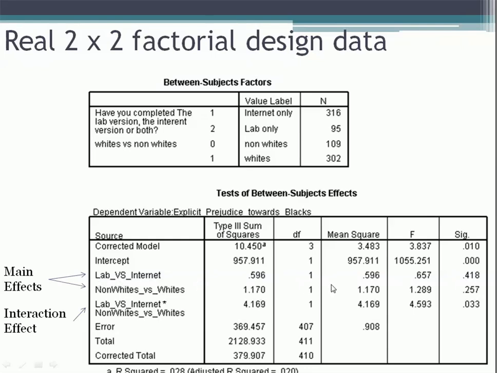So when we look at this, is there a significant main effect for lab versus internet? No, right? 0.418, not significant. Is there a significant effect of whites versus non-whites? Again, no, there is no significant difference. So whites didn't score significantly higher than non-whites, and people on the internet didn't score significantly higher than people in the lab on this explicit prejudice. But when we look down here at the interaction term, this is statistically significant, 0.033. So there is some significant interaction here among these conditions.